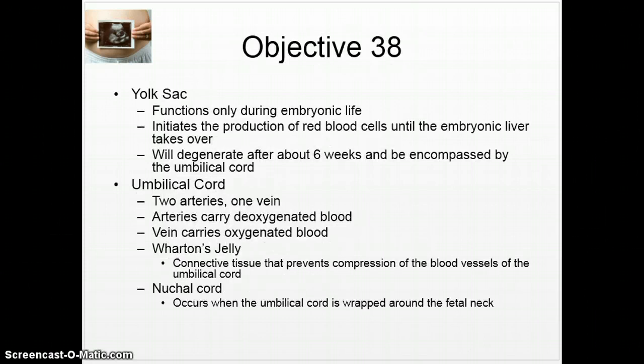The yolk sac functions only during embryonic life. It initiates the production of red blood cells until the embryonic liver can take over. It will degenerate after about 6 weeks and be encompassed by the umbilical cord.